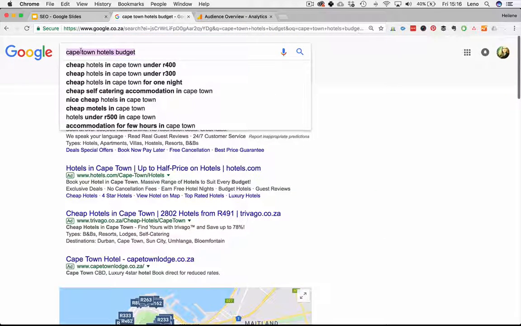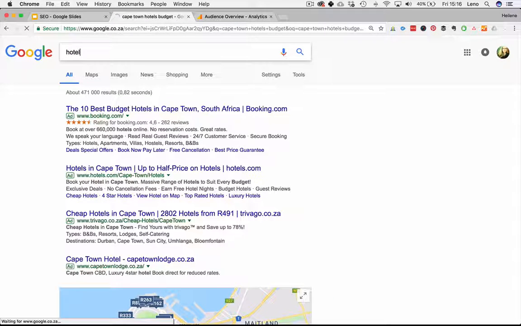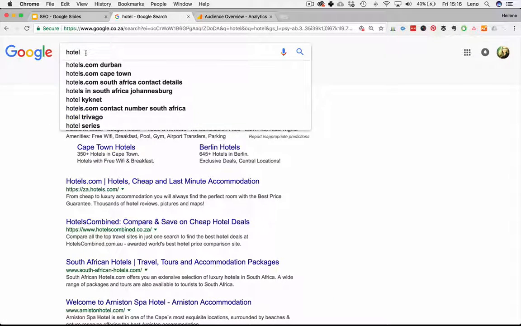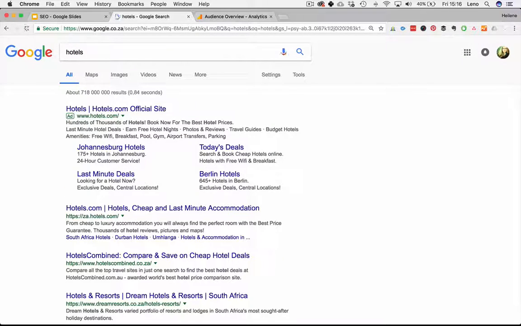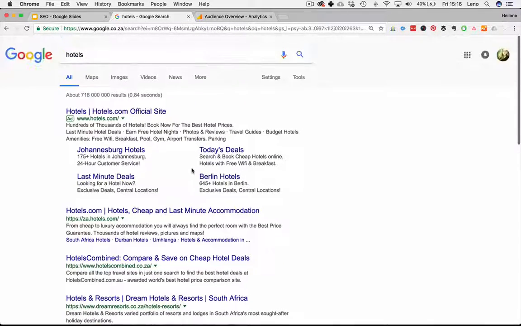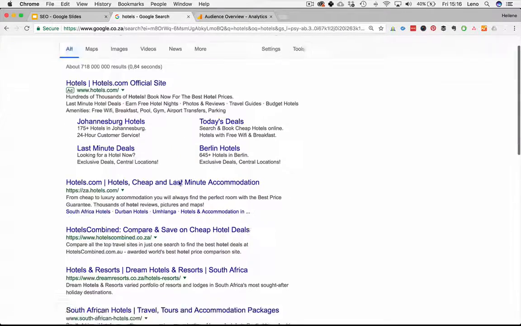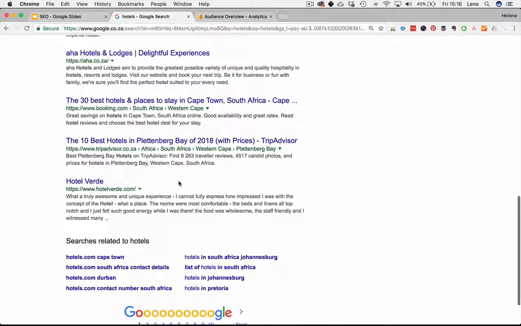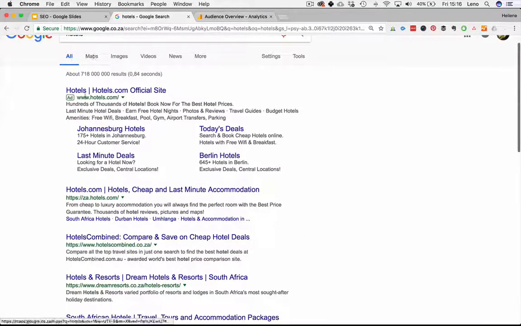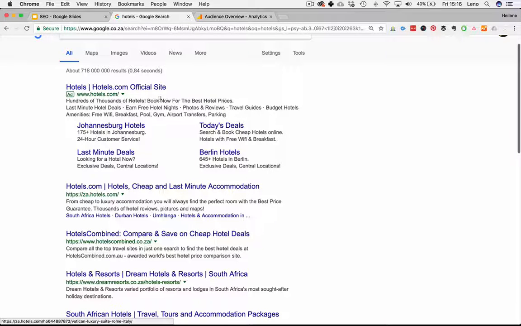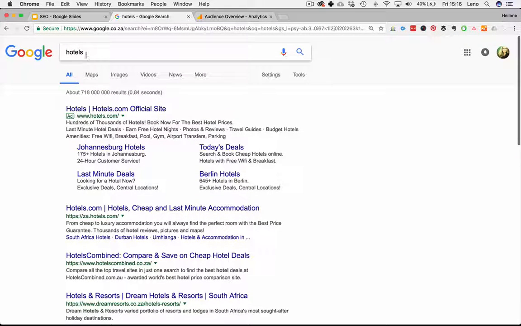For instance, if I search for hotels, you'll see that we have 718 million results, and competition is extremely high. No one is finding exactly what they need now. They have to click and look further. So this is not a targeted keyword. It also has way too high competition. We'll never be able to rank for this keyword.